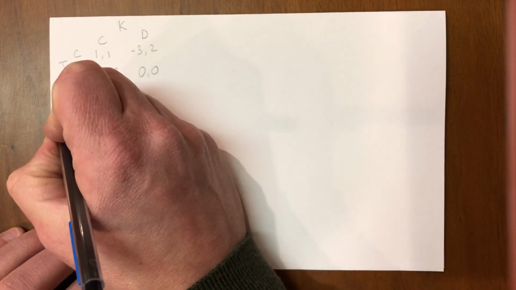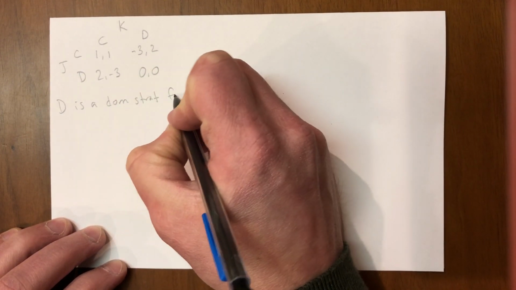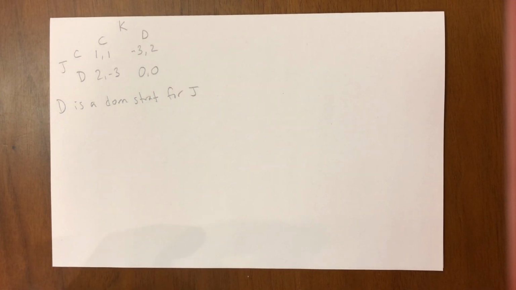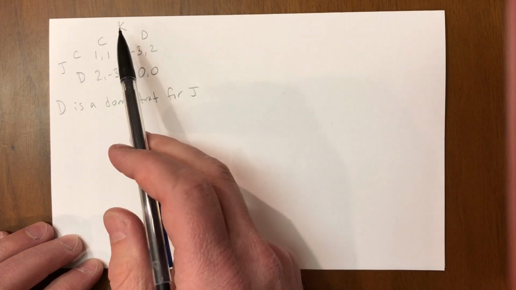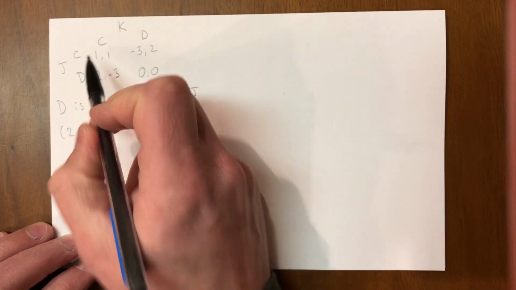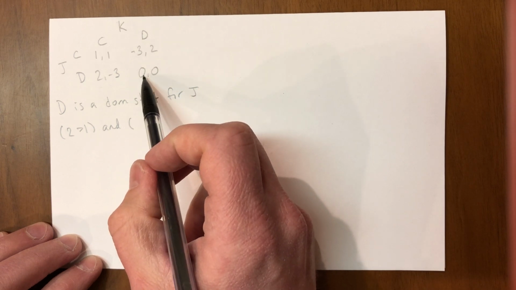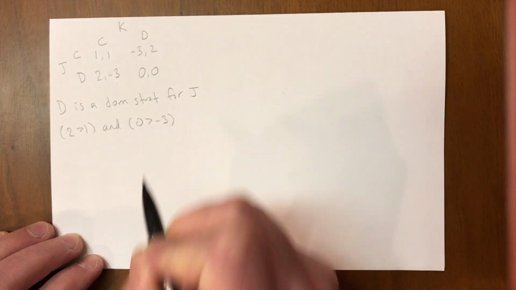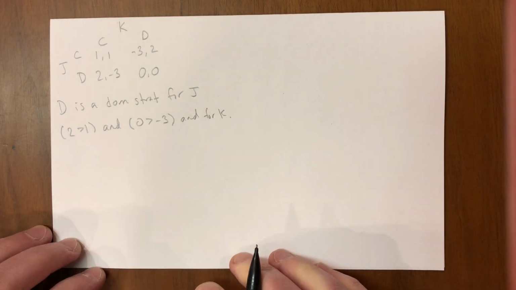So hopefully you all remember or can convince yourself that, for example, D is a dominant strategy for J, and of course for K as well. And I guess we may as well talk about why that is, because like I said, we're going to be talking about prisoner's dilemma quite a lot. So if K plays C, then J could get 2 by playing D, and J could get 1 by playing C. And also, if K plays D, then J is choosing between getting 0 by playing D and -3 by playing C. So D is a dominant strategy for J, and of course also for K. Okay, great.